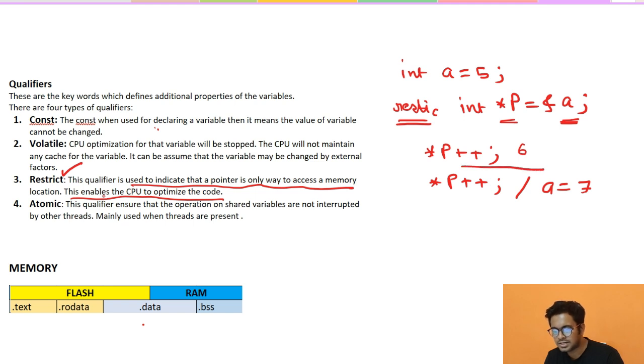But in between, if it gets modified, let's say I say a plus plus, this will be ignored by the CPU, because you are by default saying a can only be changed using this pointer. So the CPU will optimize out any operation directly happening on a.